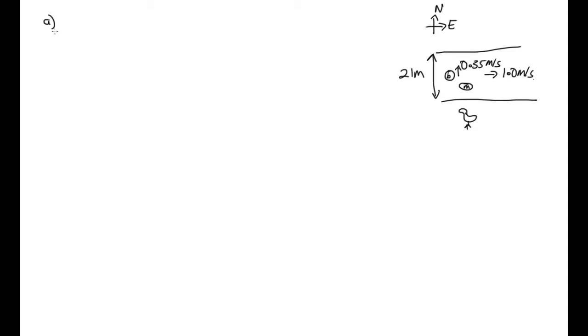Okay, so part A says, what is the velocity of the mother duck relative to the father? Okay, well, if we do everything relative to the bank, the father's not moving relative to the bank. Relative to the bank, the mother's moving along with the river water at 1 meters per second. So we're asking for the velocity of the mother relative to the father, and so that's equal to the velocity of the mother minus the velocity of the father, and so that is equal to 1 meter per second eastward minus 0 because the father's not moving, and so this gives us 1 meter per second eastwards.